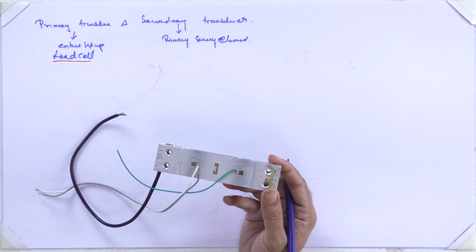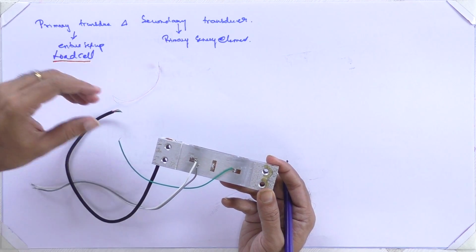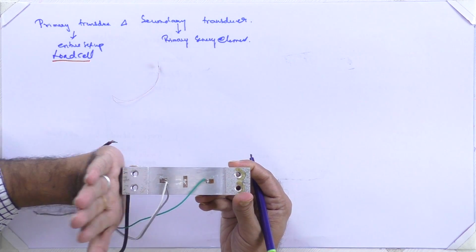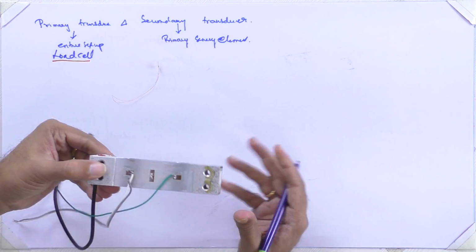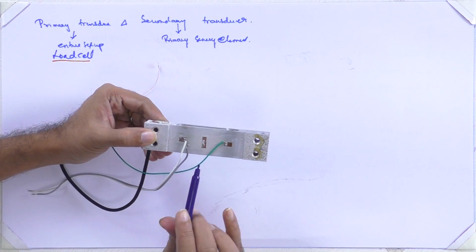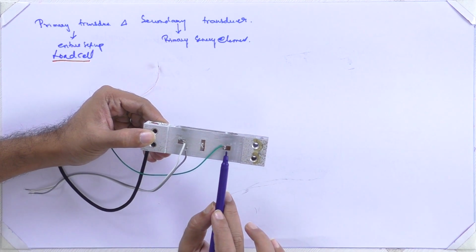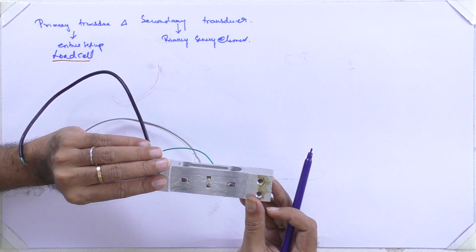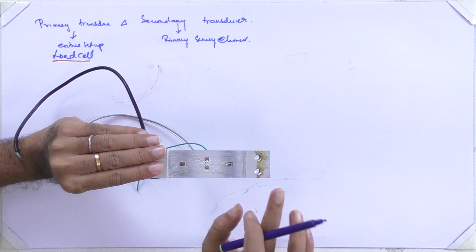Okay, and this is a typical cantilever beam, and we are fixing it like this. And here we will be applying the force or a load. You can very well see here there are several primary sensing elements or strain gauges fixed over the load cell.